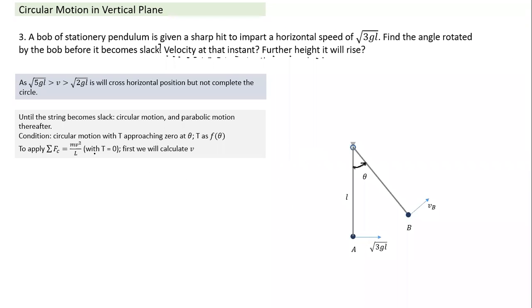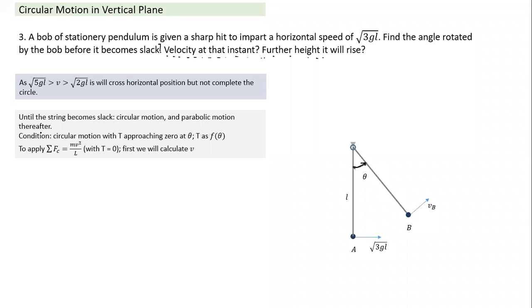So what is the important point we need to keep in mind? It will become slack at a particular point. Just before that point, it has circular motion. Just after the point, it will have parabolic motion. So that's a boundary line. Until the string becomes slack, it has circular motion, and it will have parabolic motion soon after that point.